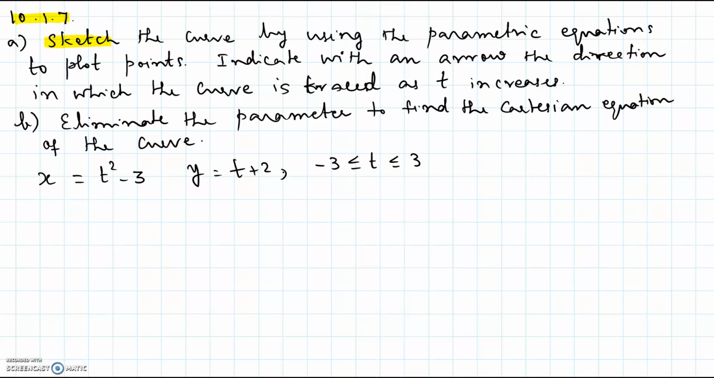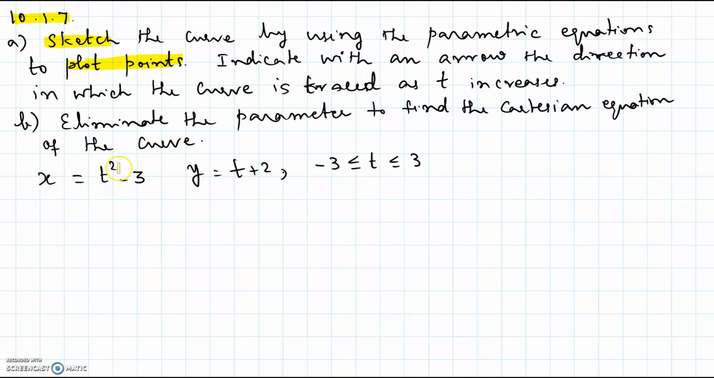Hi, in this video, I will be showing you problem number 7 of chapter 10, section 1. Sketch the curve by using the parametric equations to plot points. Indicate with an arrow the direction in which the curve is traced as t increases. B. Eliminate the parameter to find the Cartesian equation of the curve.